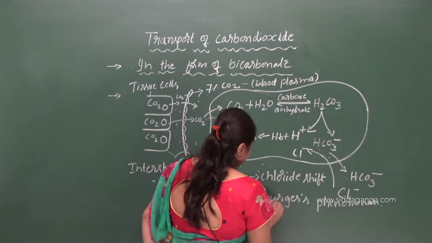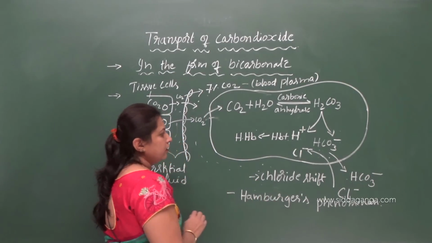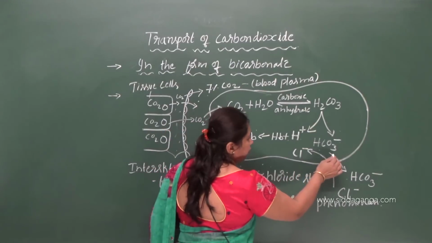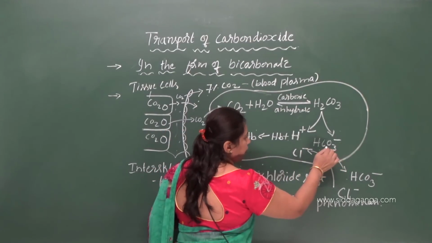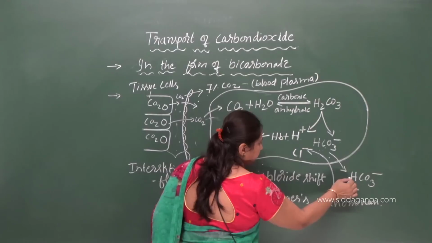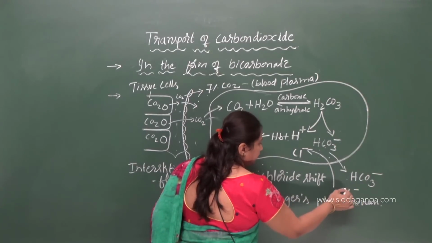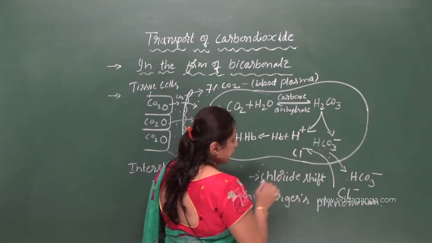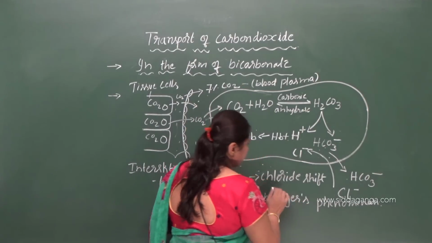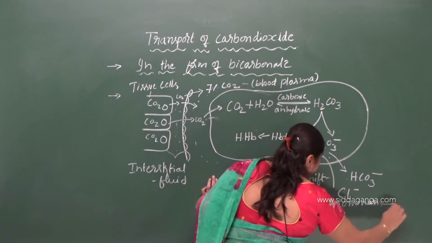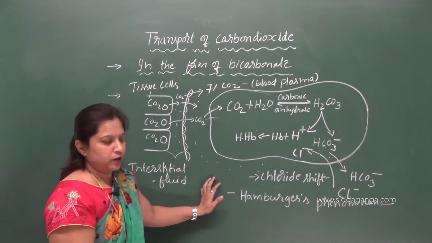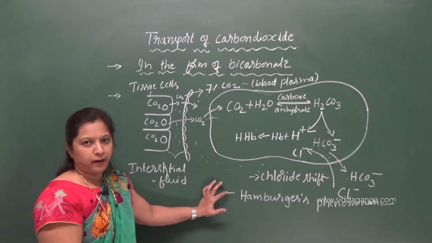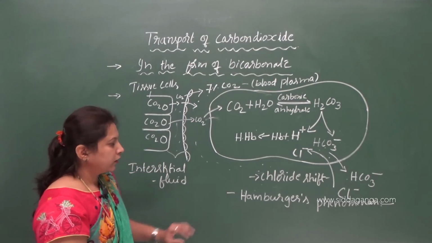See, what is chloride shift or Hamburger's phenomenon? The movement of bicarbonate ions from the RBCs into the blood plasma and the movement of chloride ions from the blood plasma to the RBC to maintain the ionic balance. This is called the chloride shift or the Hamburger's phenomenon. So you have to remember this.